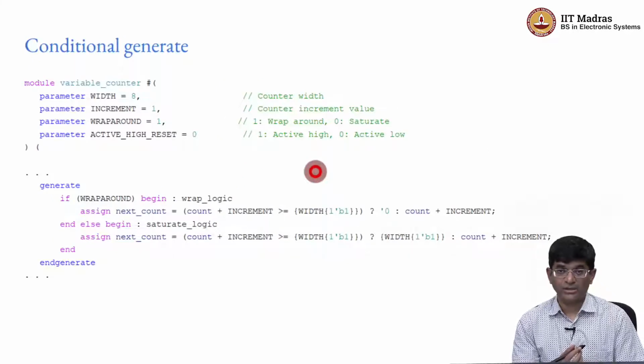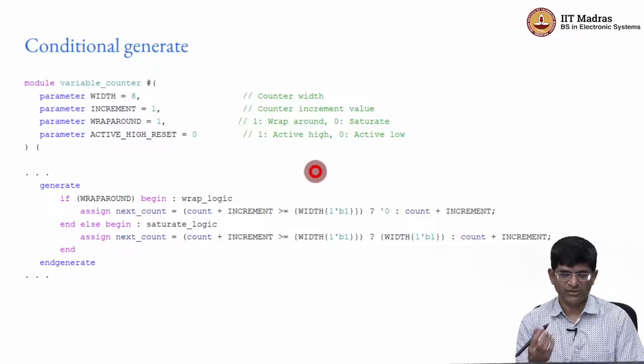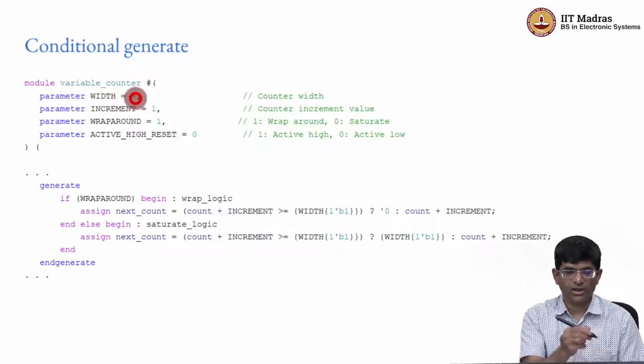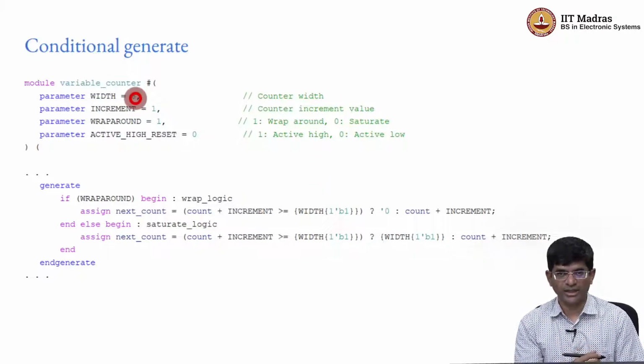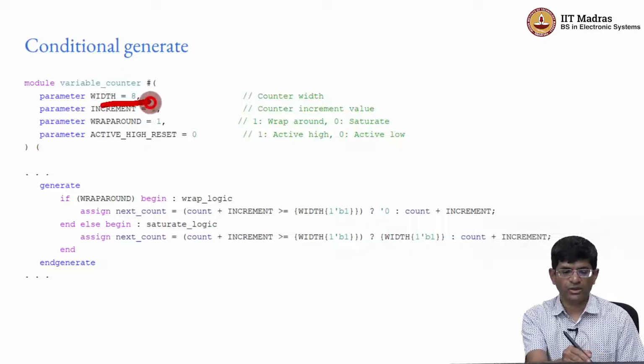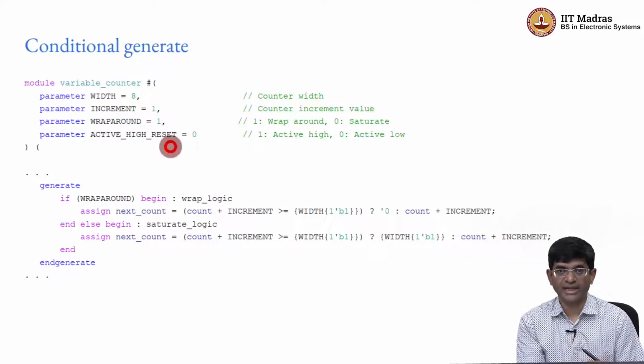You can also have something called a conditional generate. Now this once again is a slightly artificial example, but I am just using it to explain how you might use something of this sort. We are potentially talking about something, let's say we want a variable type counter. A variable counter, what I mean by that is it could be of different types. The width of the counter is something that can be parameterized. Whether we should increment or decrement is something that can be parameterized. We could even have something which decides whether we are working with active high or active low reset.